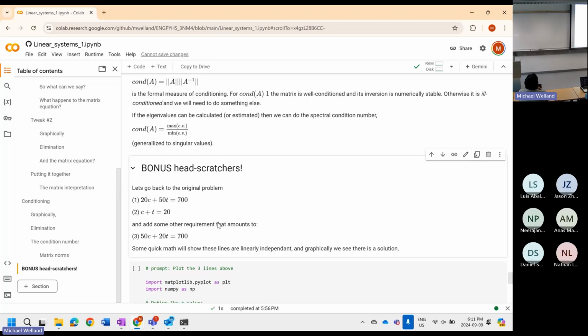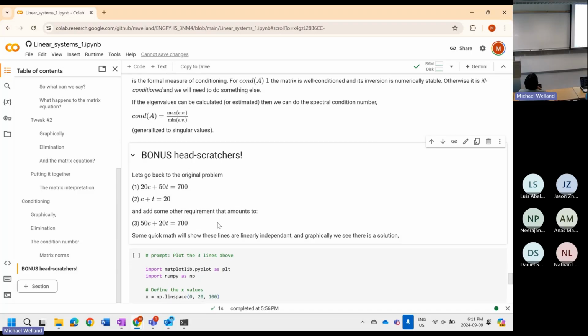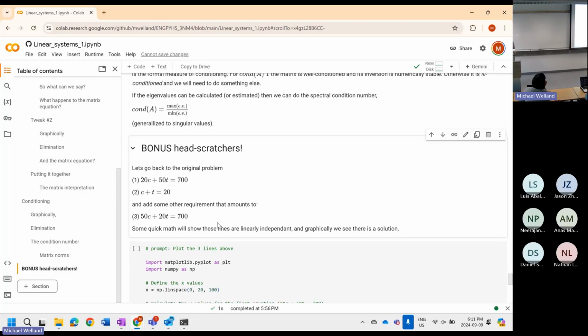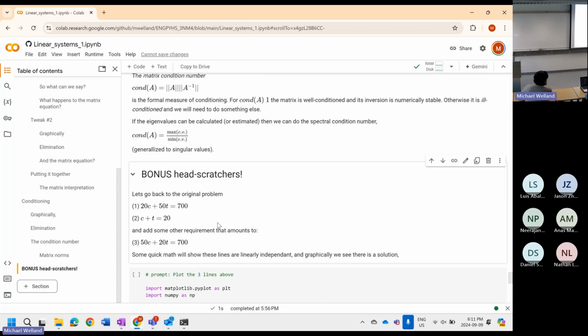Let's add on another one. Let's say you have some other flimsy excuse for introducing another equation, that is 50 times c plus 20 times t equals 700. Who knows what's going to happen?